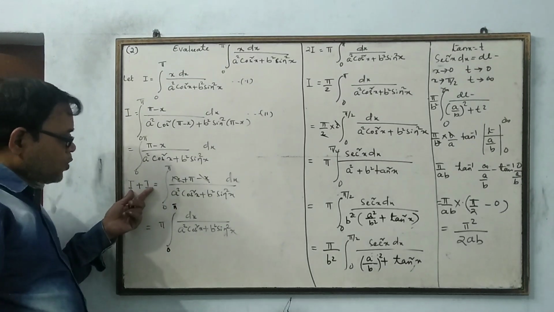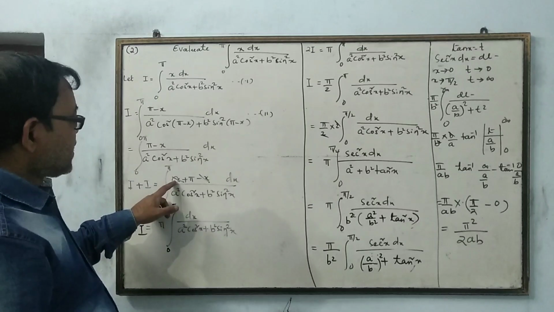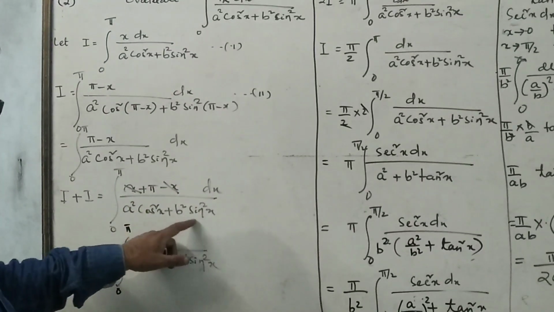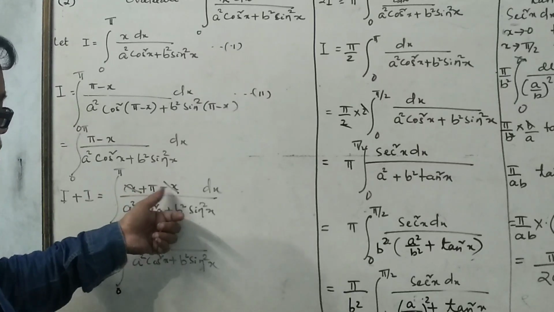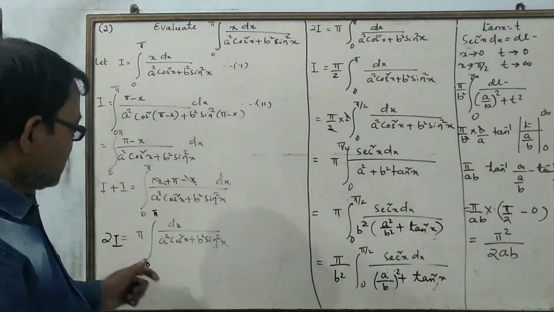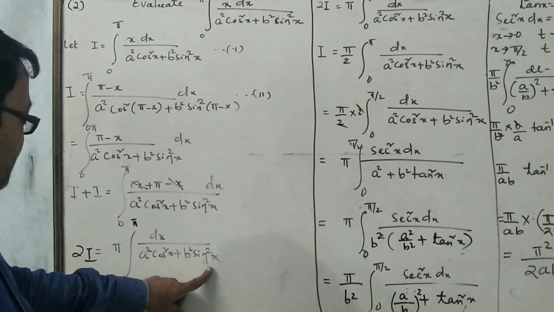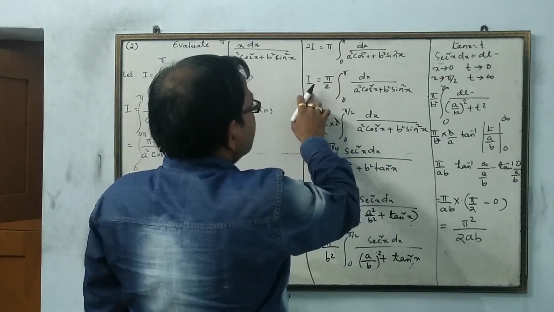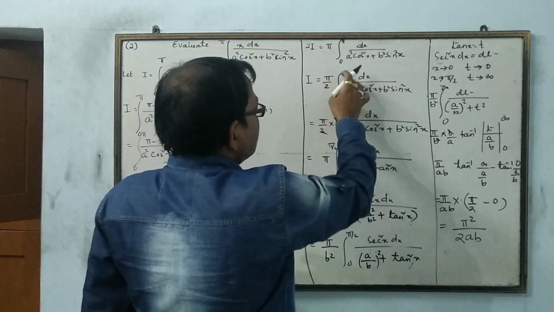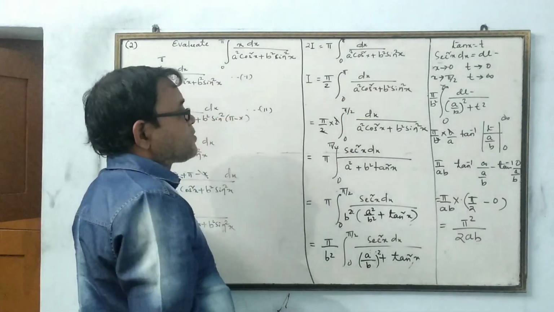When we add these together, it is 2I, where 2I is equal to x plus pi minus x divided by a square cos square x plus b square sin square x. The x and x cancel, so we get pi times the integral of dx by a square cos square x plus b square sin square x. So 2I is equal to this, and I is equal to pi by 2 times the integral from 0 to pi of dx by a square cos square x plus b square sin square x.